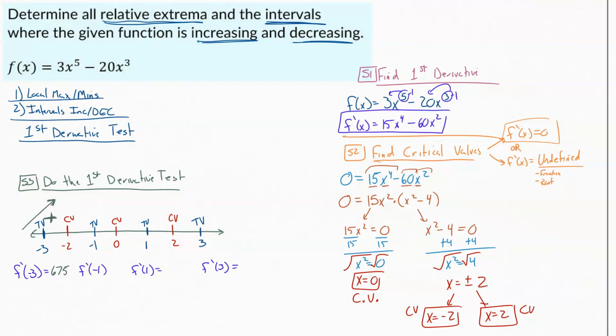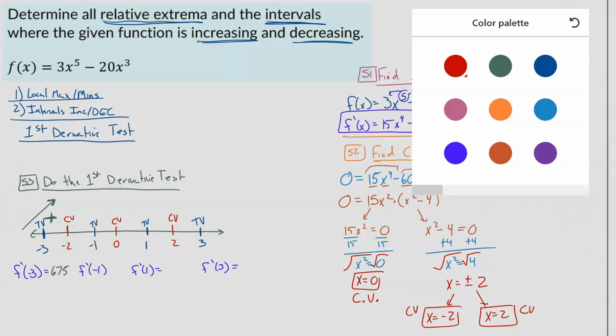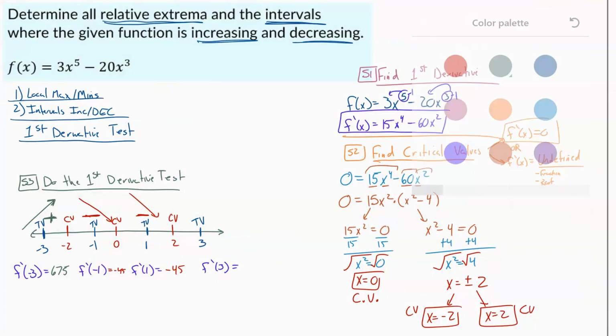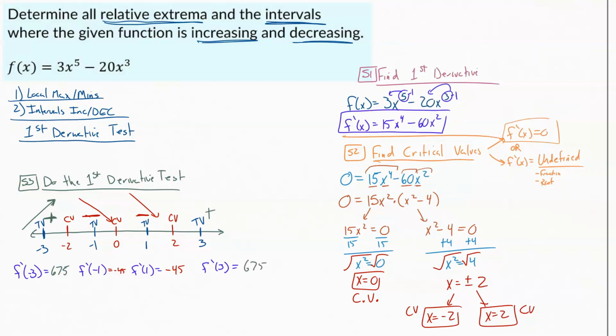Plug in -1 to our derivative and we get out of there -45. So again, don't care about the number, just care that it was negative and therefore decreasing coming into that. Then I'm going to plug in 1. I get out another -45. So again, decreasing coming into that. And then from there, plugging in 3 to that derivative, we get out another positive 675. So positive and increasing.